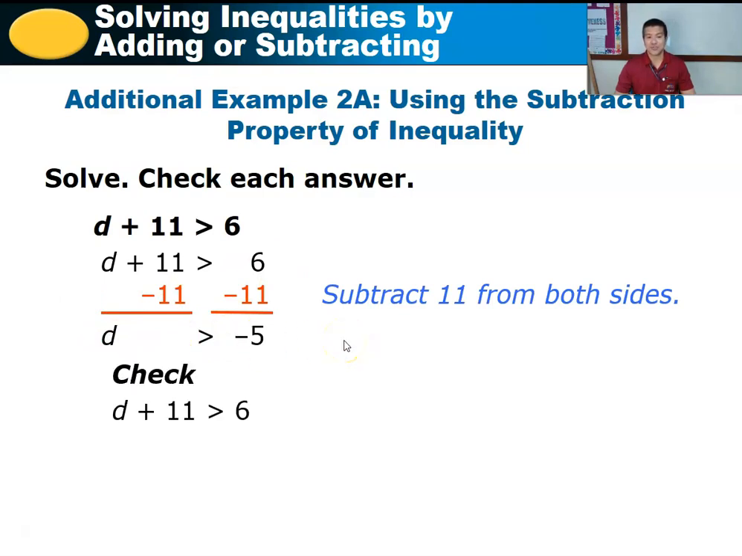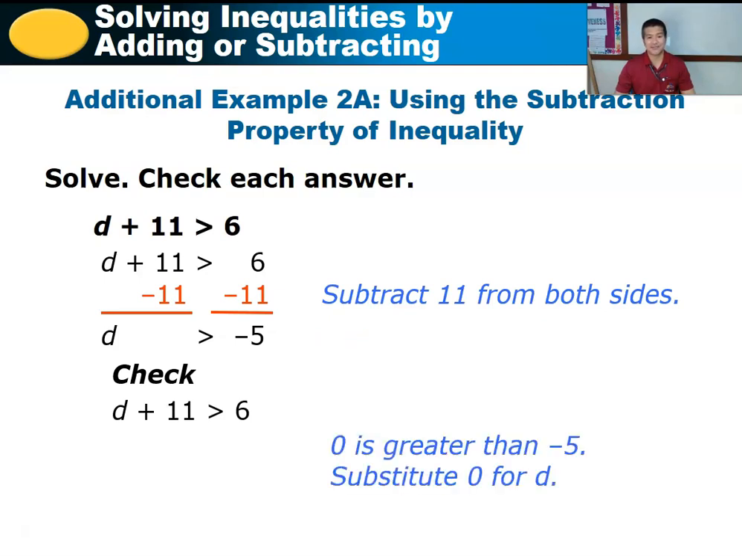When you check, you choose any value that is greater than negative 5. So you can use 0, since 0 is greater than negative 5. Substitute that one: 0 plus 11, so it still says that 11 is greater than 6.